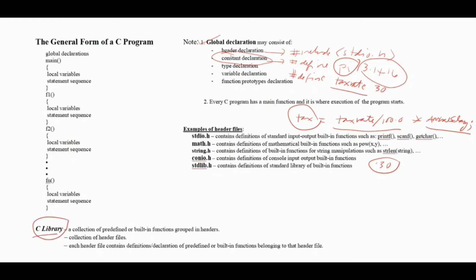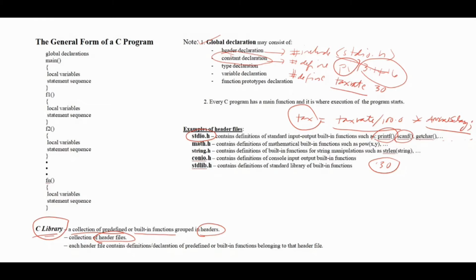The C library is simply a collection of predefined or built-in functions which are grouped in headers. So a C library is simply a collection of header files. And one of the very commonly used header files is the stdio, right? stdio.h, this one, which contains definitions of the standard input-output built-in functions such as the one we used already, the printf, scanf, okay? And there are so many other functions that we are going to discuss soon.